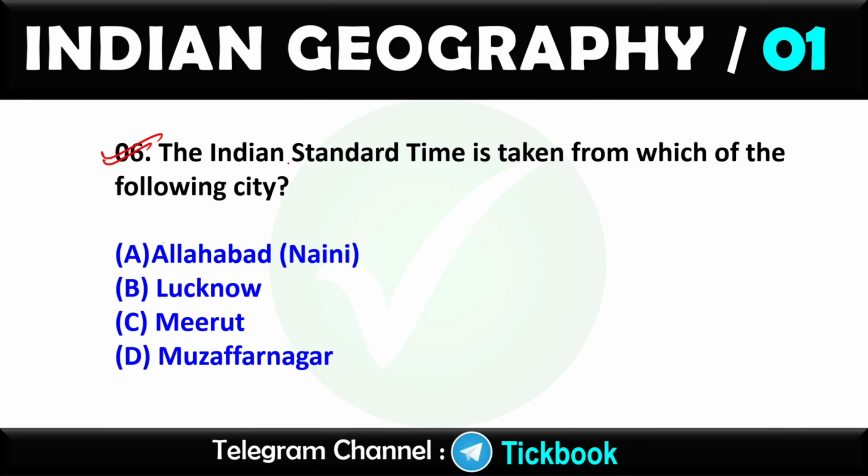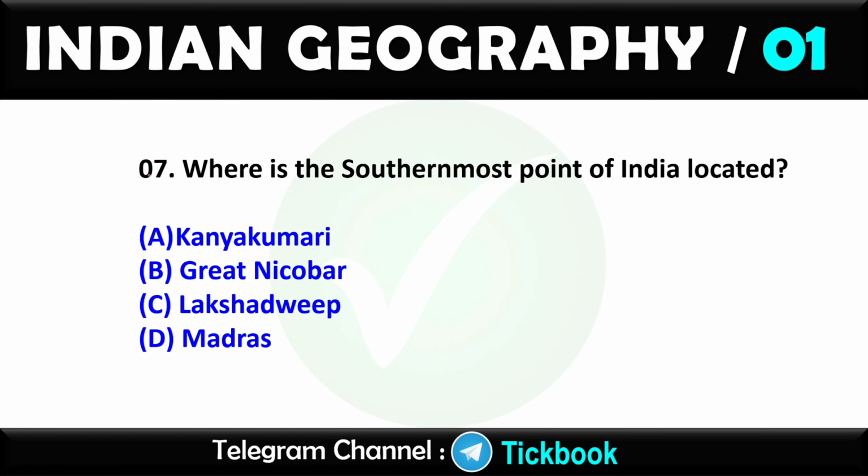Question number 6. The Indian Standard Time is taken from which of the following cities? Option number A is the right answer, Allahabad, Naini. Question number 7. Where is the southernmost point of India located? Option number B is the right answer, Great Nicobar.